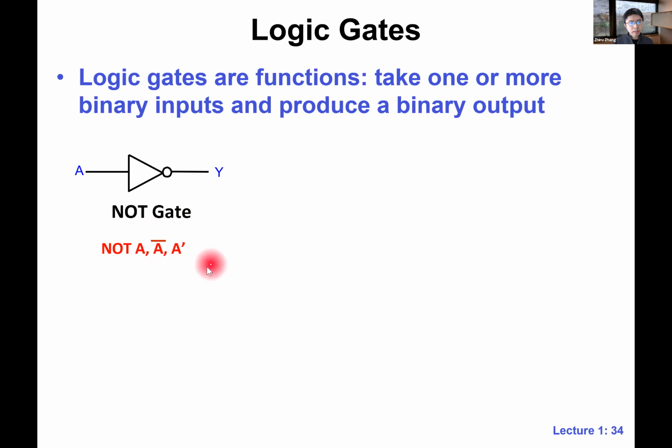So in the rest of the course, in most of the homework and also exams, for the sake of simplicity, we are going to be using A prime. So what exactly does this NOT gate do? Why is it called an inverter? Basically, it's inverting the input.